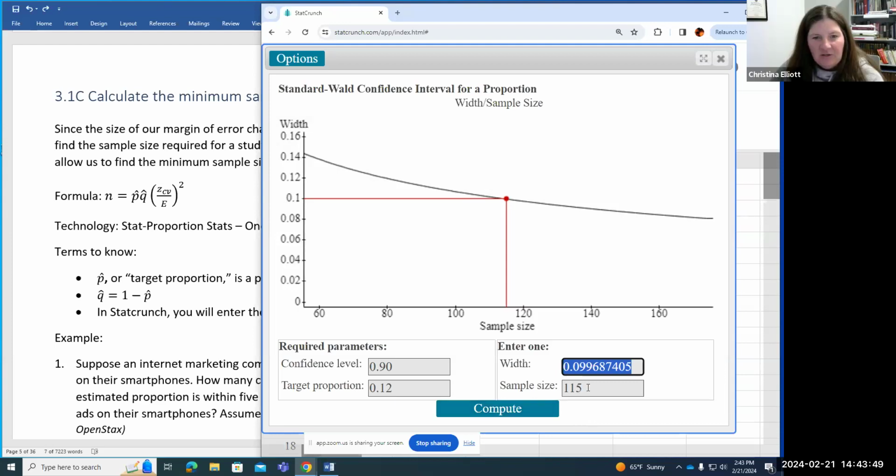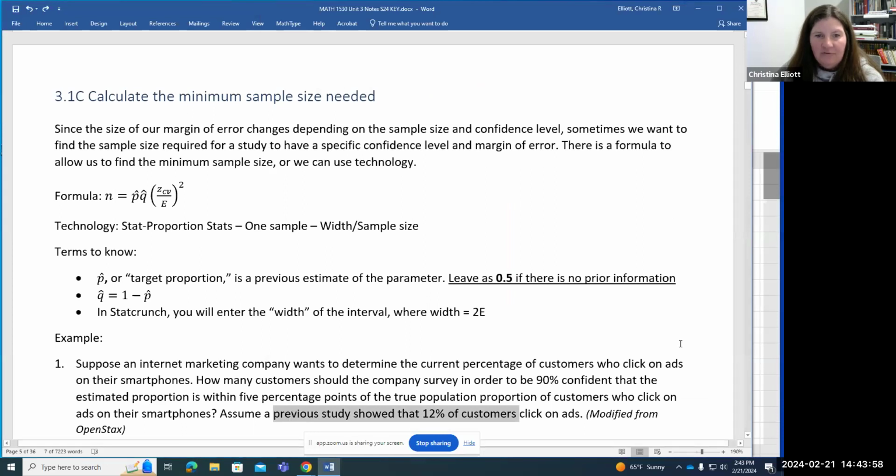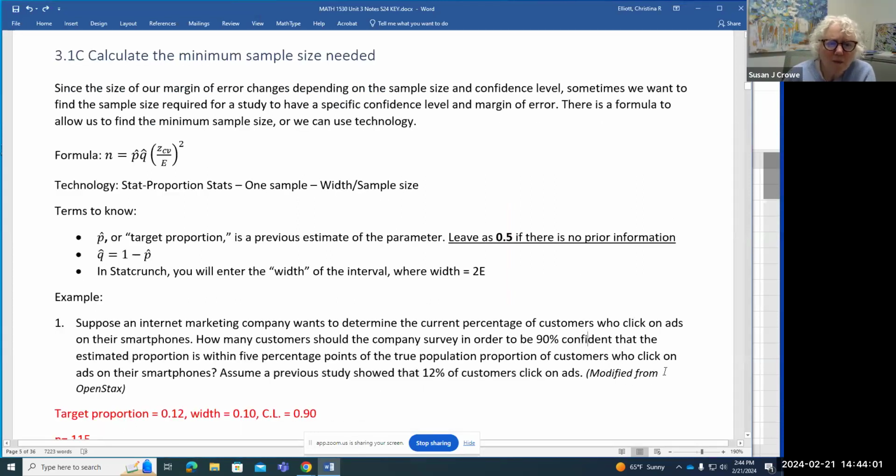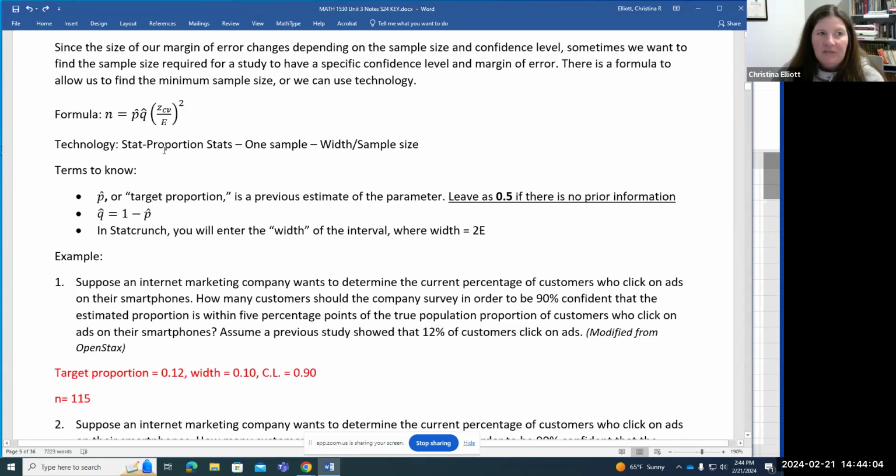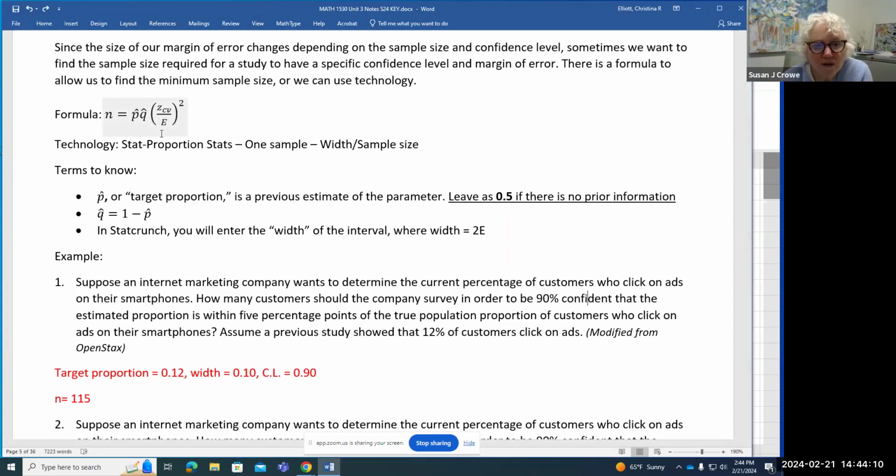So 115 would be the minimum sample size that we need to have a 5% margin of error and a 90% confidence level. If you had used the formula, you would have probably gotten 114 point something, and you would always round up. I don't care if you get 114.001, you round up to 115 because that means 114 is not enough. You need to ask one more person because you're looking for the minimum sample size. If I asked 114 people, my margin of error is going to be a little bit bigger than 5%.